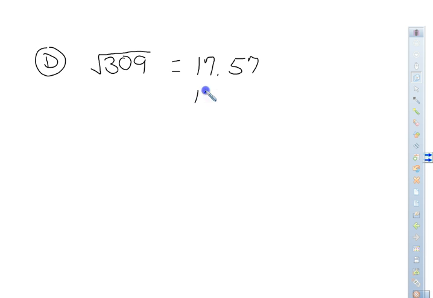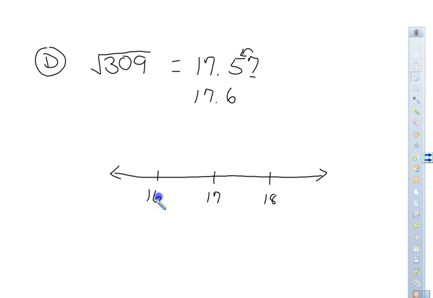You're going to round that to 17.6 because the 7 is a 5 or larger, making this go up 1. So now you can again draw your number line. In the middle, write your whole number 17, go 1 larger, 18, go 1 less, 16. Now find where the 17.6 is. Since 17.5 is in the middle between 17 and 18, it's going to be just a little bit larger. So we're going to put a dot, and write the square root of 309.